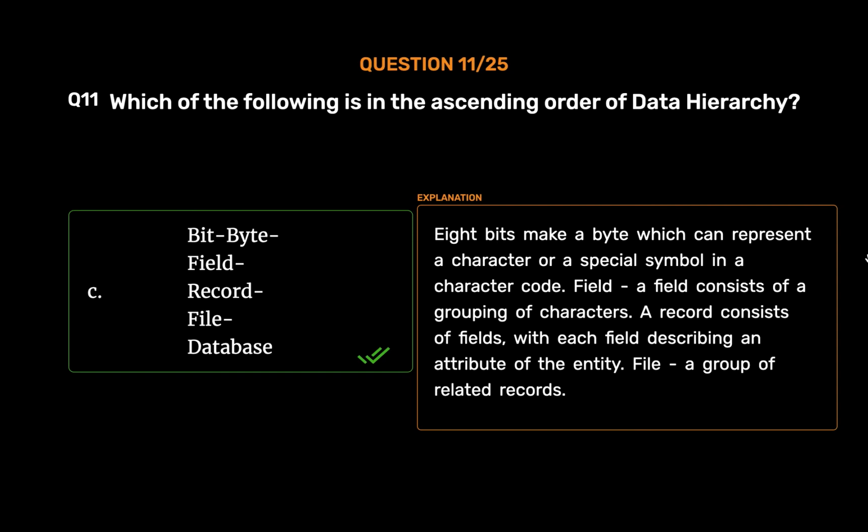8 bits make a byte, which can represent a character or a special symbol in a character code. Field. A field consists of a grouping of characters. A record consists of fields, with each field describing an attribute of the entity. File. A group of related records.